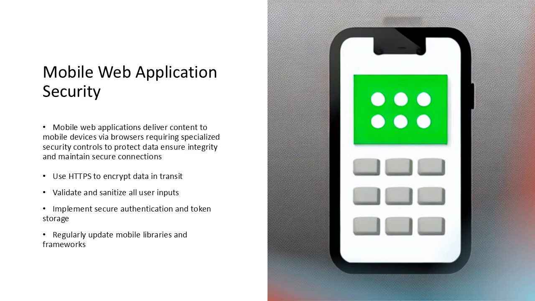3. Secure login and tokens. The app uses strong authentication methods to verify who you are, and stores tokens securely so only authorized users access your data. 4. Regular updates. Like updating your phone's OS, mobile web apps also get updated regularly to patch vulnerabilities and fix security issues. These measures help protect your sensitive info and maintain a secure connection when using mobile web apps.